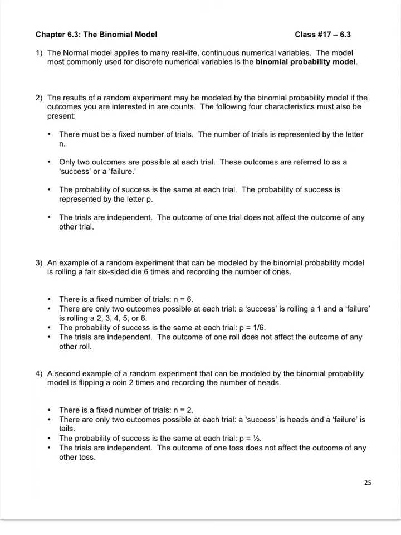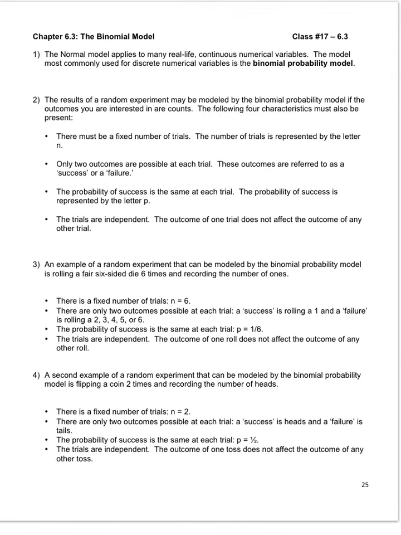Okay, this is 6.3, the binomial model. So number one, the normal model applies to many real-life continuous numerical variables. The model most commonly used for discrete numerical variables is the binomial probability model. So it's an important reason for distinguishing between whether or not a variable is continuous or discrete, because we're going to be using a different model for each one.